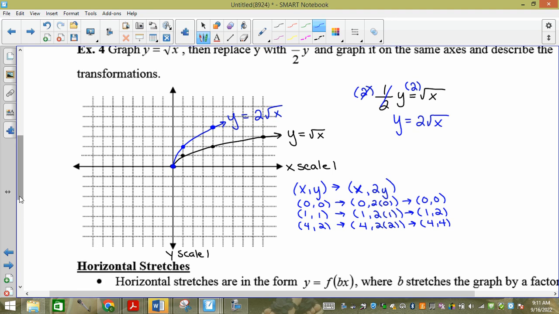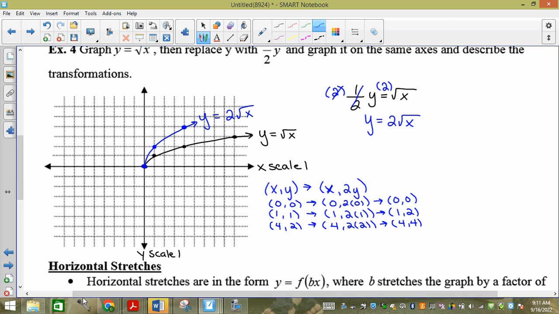Next, we're doing horizontal. So remember, horizontal translations were the opposite. If I had x minus 3, I actually moved 3 to the right. If I had x plus 3, I moved 3 to the left. They were opposite. Horizontal stretches flip every single time. So some people ask, when do they flip? Every single time. Then they'll bring it over to me, do they flip here? I'm like, they flip every single time. When do they not flip? Never. They flip every single time.